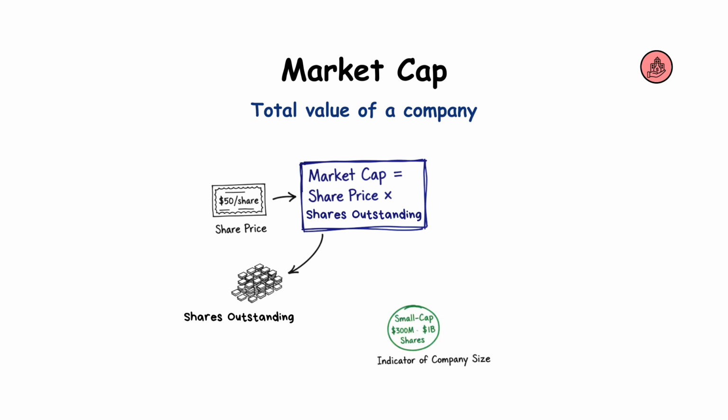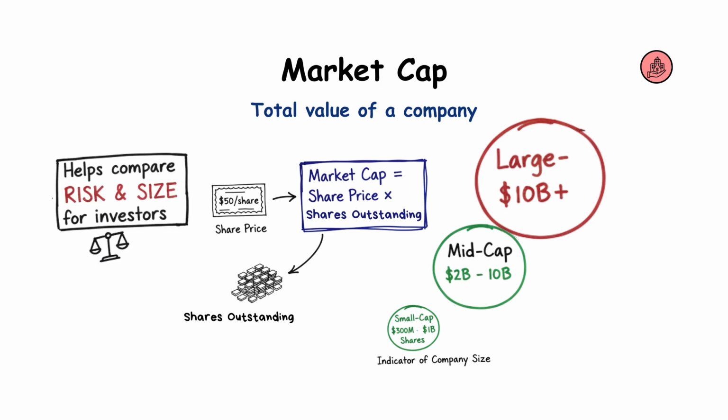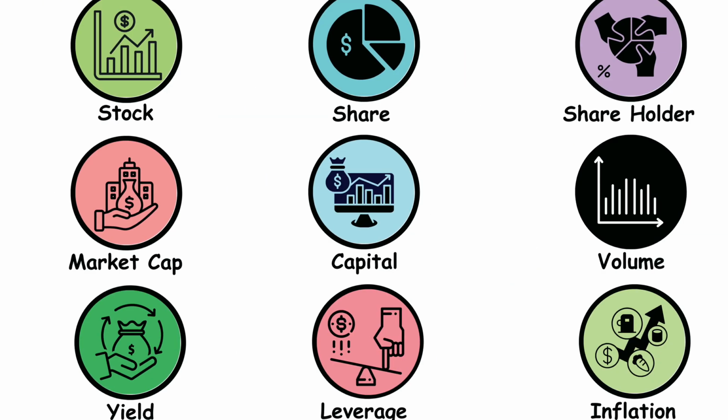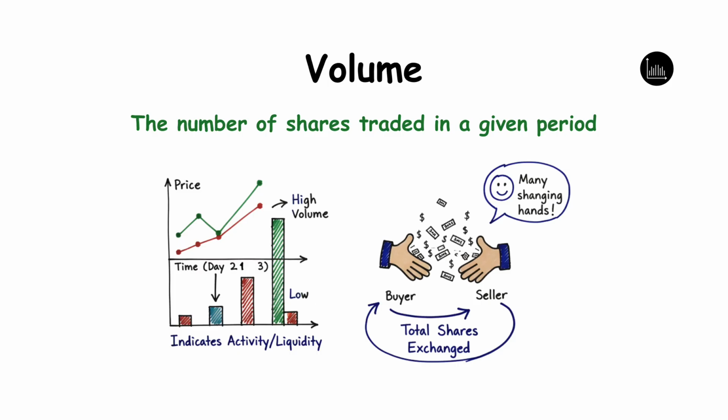Companies are often grouped as small cap, mid cap, or large cap. This shows the company's size and helps investors compare risk levels. Capital. Capital is money used to start or grow a business. Volume. Volume is the number of shares traded in a given period.